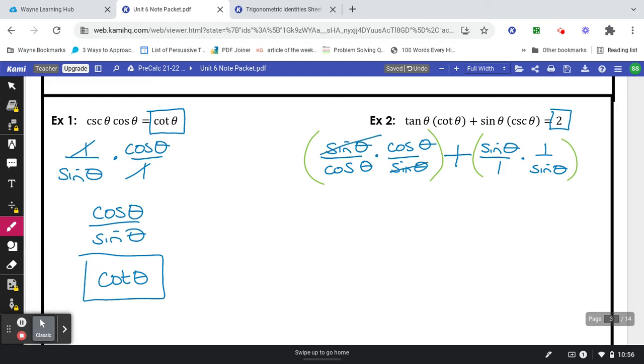So here, sines cancel. Cosines cancel. When everything cancels, you get a 1. If you're multiplying and everything cancels, you get a 1. Here, sines cancel as well as the 1's cancel. And again, you get another 1. 1 plus 1 makes that 2 that we were trying to get to at the beginning.